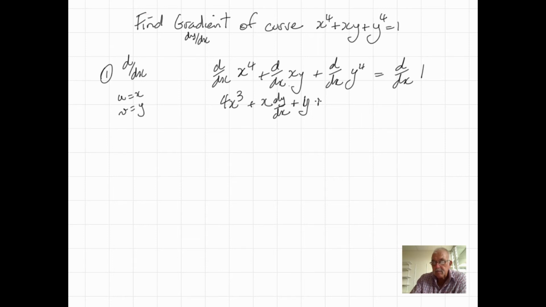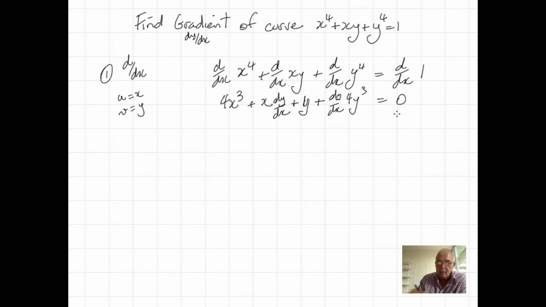Plus, now here we've got chain rule going on because we've got y as a function of x, so there's going to be some dy/dx involved, but we've got y to the fourth. So if you like, we diff in. The derivative in is the derivative of y, and that'll be dy/dx. And then diff out, the derivative of y to the fourth will be 4y cubed. So that's 4y cubed times dy/dx, and the derivative with respect to x of 1 is 0, derivative of a constant. So that's our first step. We've found the derivative with respect to x of all terms.